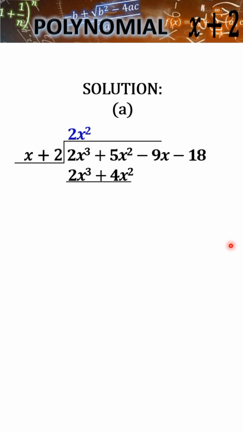We subtract to get s squared. We bring down minus 9s. We repeat the same step. s dividing s squared, we have plus s. Then plus s multiplying s plus 2, the divisor, so we get s squared plus 2s.